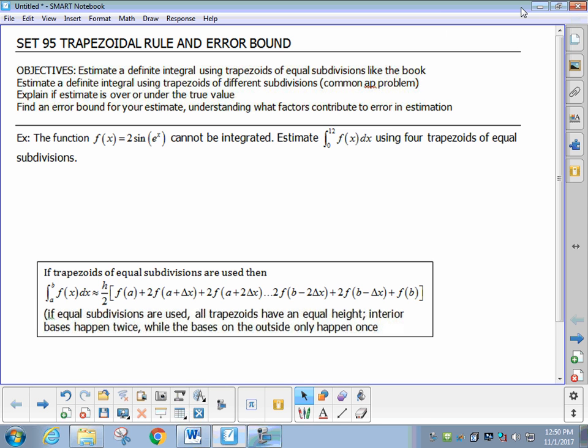Man, estimation is a huge idea of calculus. By the time Calc 2 is over, there's something like 9 or 10 or 11 different estimation methods you employ in trying to evaluate.